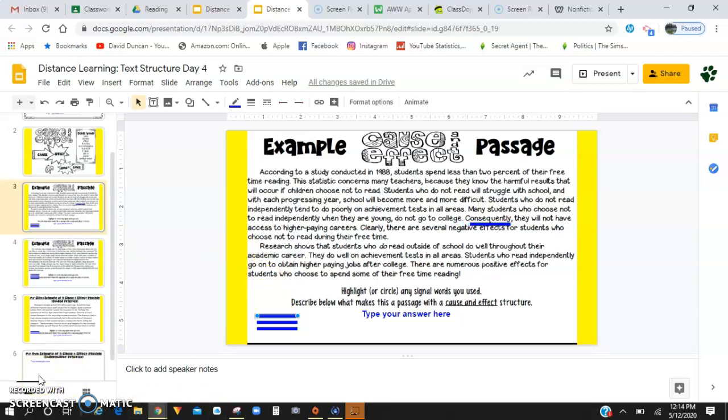Another one is: researchers show that students who do read outside of the school year, there are numerous positive effects. I'll put one right there. Effects is a signal word.